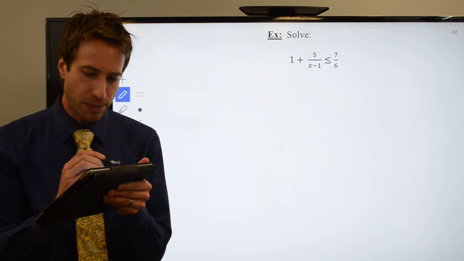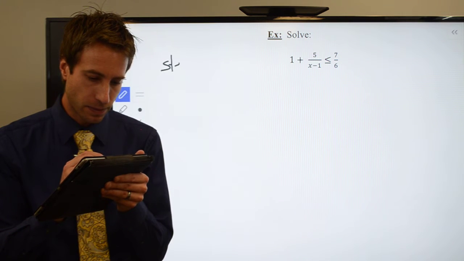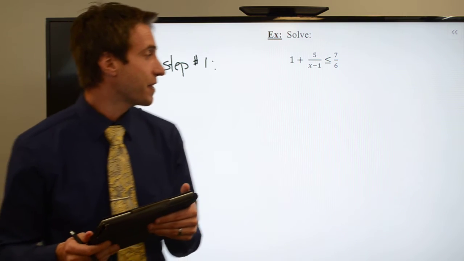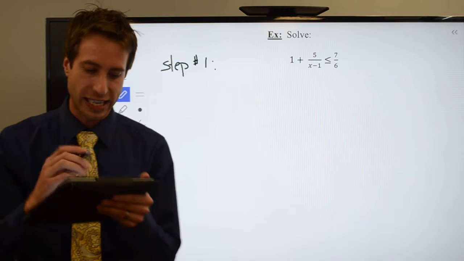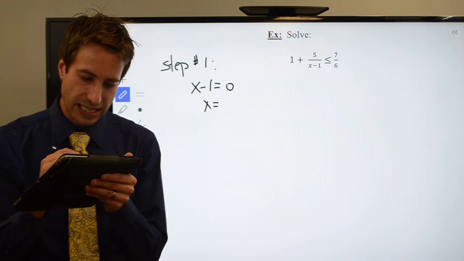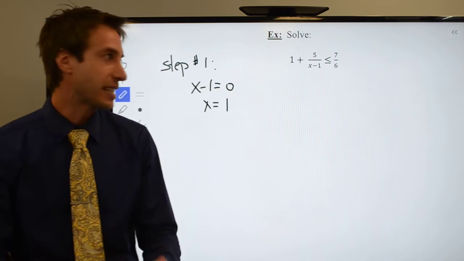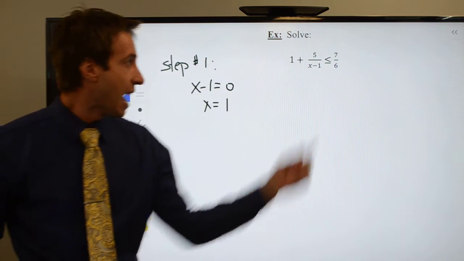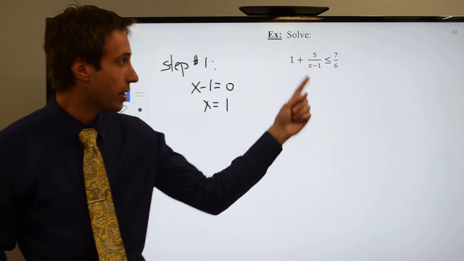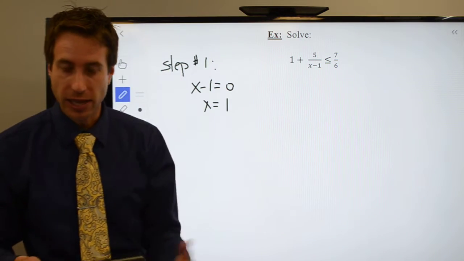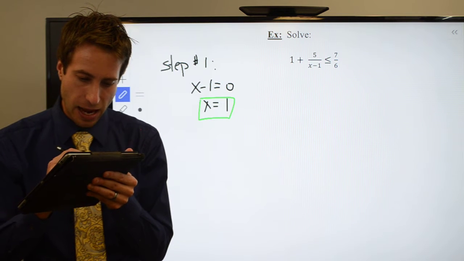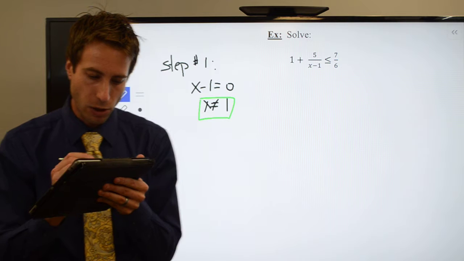So here we go. Step number 1. The excluded values. So I've got to figure out what gives me division by 0. I can do that by setting x minus 1 equal to 0. I get x equals a positive 1, which makes sense. You could look at it and know that, and that will be our excluded value. x cannot be a positive 1. If it were, 1 minus 1 is 0, and you can't divide by 0. So there's my excluded value. x cannot be 1. That's step number 1.